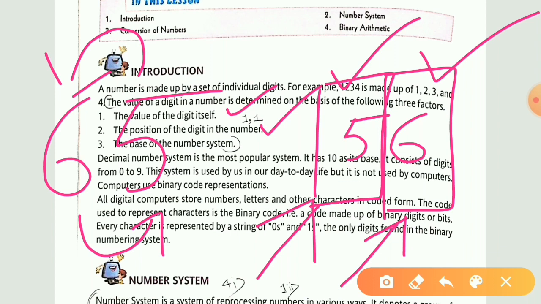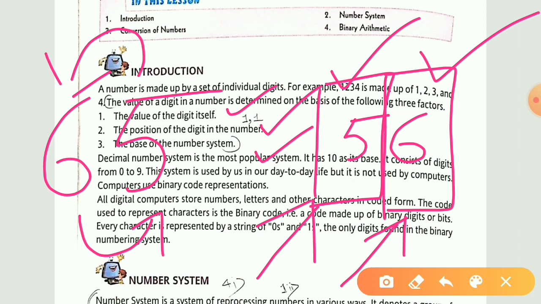And the last one, the base of the number system. Regarding the base of your number system, we are going to see further what your base should be. If it is binary, then what kind of base are we using? If it is a decimal number, then what kind of base are we using?